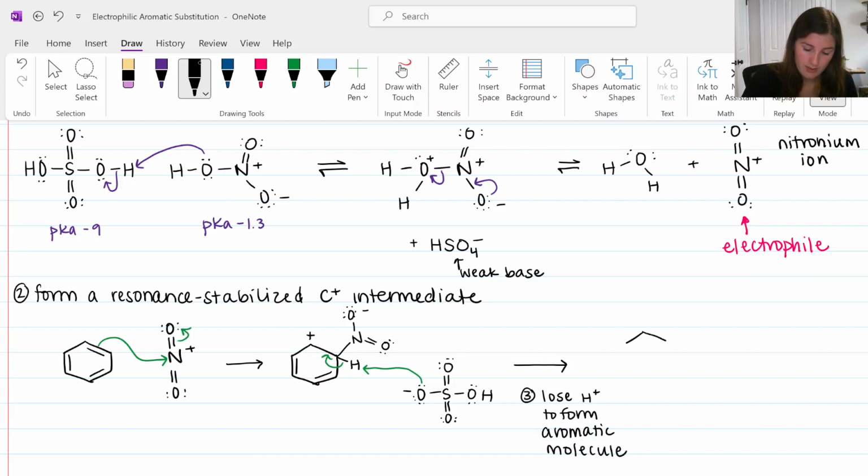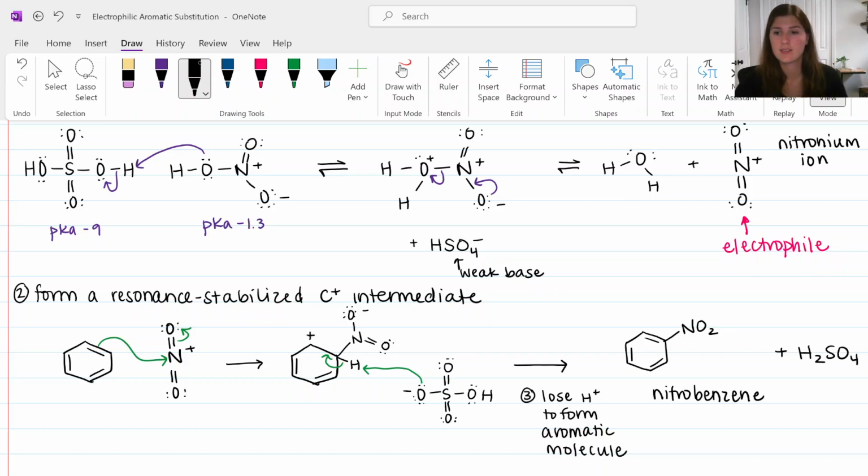And the product of this third step, we reestablish aromaticity, and we have the NO2 group, which I'm abbreviating here instead of drawing the Lewis structure. We have that bonded to benzene. So we now have nitrobenzene. And then our byproduct is we reform H2SO4, which was our catalyst, which by definition, the catalyst should be reformed in the mechanism, which we have established here.